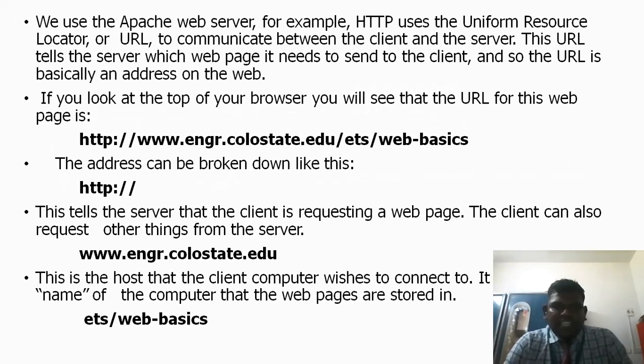HTTP uses the Uniform Resource Locator, or URL, to communicate between the client and the server. This URL tells the server which web page it needs to send to the client, and so the URL is basically an address of the web. If you look at the top of your browser, you will see the URL for this web page, for example www.engr.closestate.edu.